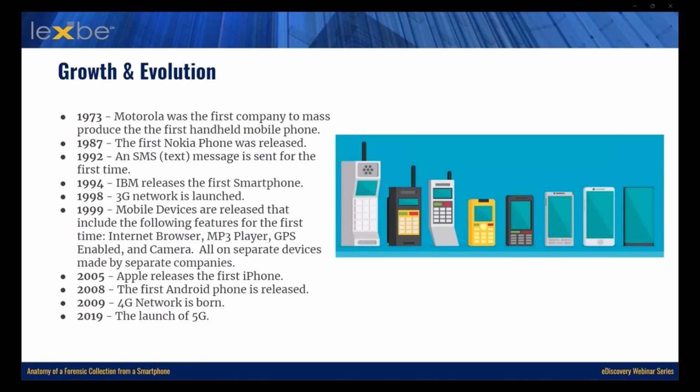In 2005 is when Apple released the first iPhone, which really pushed smartphones into the common lexicon, and where everybody starts to actually purchase a smartphone. In 2008, the first Android phone was released, making smartphones even more widely available. In 2009 is when the 4G network is born, and then in 2019, the launch of 5G. So it's definitely come a long way, especially over a very short period of time. If we look at when the first iPhone was released, less than 20 years ago, to now, and how far phones have come in just that short amount of time.